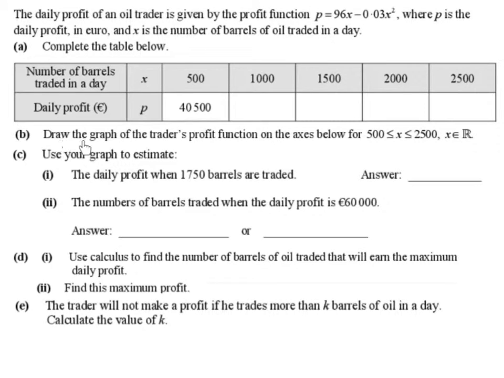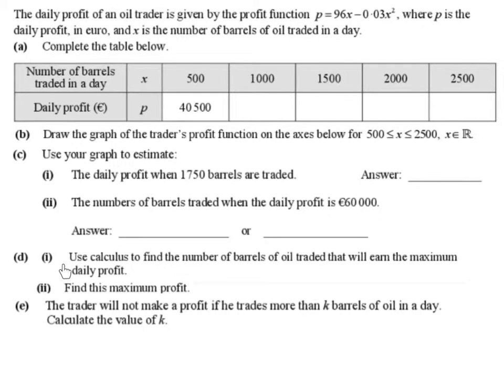Part B, draw the graph of the trader's profit function on the axis below for x greater than or equal to 500, less than or equal to 2,500, and x is an element of R, so x is an element of the real number set. Part C, use your graph to estimate 1. The daily profit when 1,750 barrels are traded, and 2. The number of barrels traded when the daily profit is €60,000.